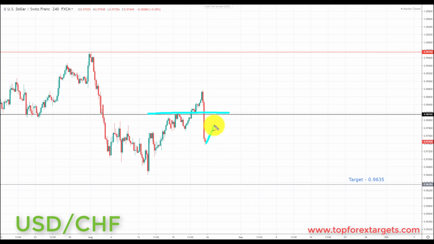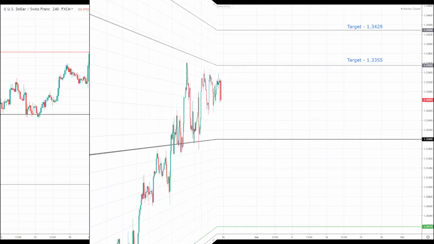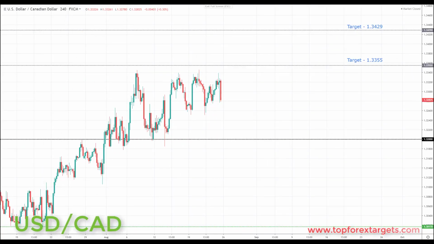If we can get a pullback, and preferably if we can come back and retest broken support turning resistance at the 0.98150, this would be a great place going into next week, and would also provide us with a head and shoulders pattern to start to look for further declines to the downside in the US dollar Swiss franc. And we're going to be looking at initiating shorts down towards the next key area of support to the downside and the target set at the 0.9635.